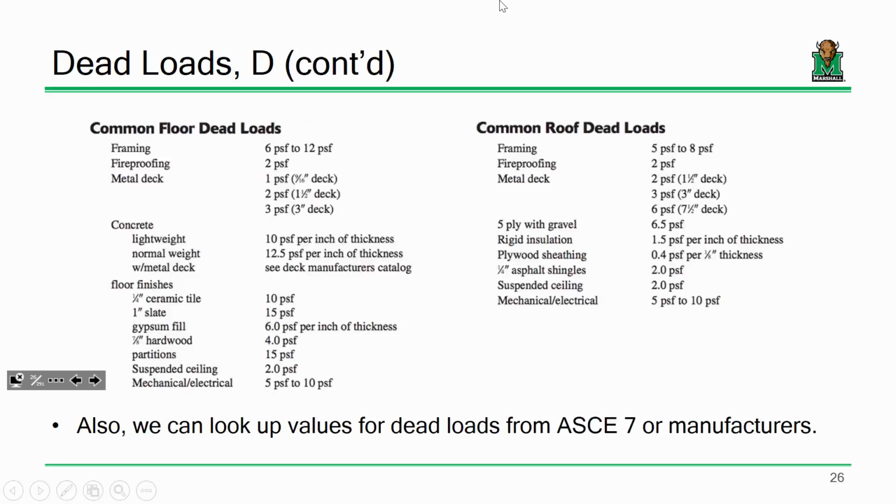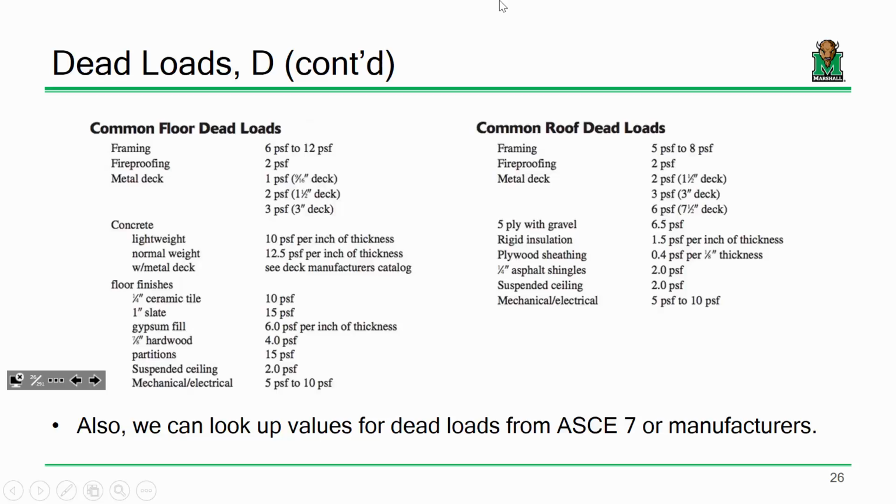Other weights you can find, either from ASCE 7 or maybe from the manufacturer. I'd argue, for instance, if we were looking at this drop ceiling, the more accurate measure of its self-weight is to call the manufacturer and ask them directly. They're going to know because they're the ones who make it. But in the absence of that information, you can obviously refer to a guide like ASCE 7.